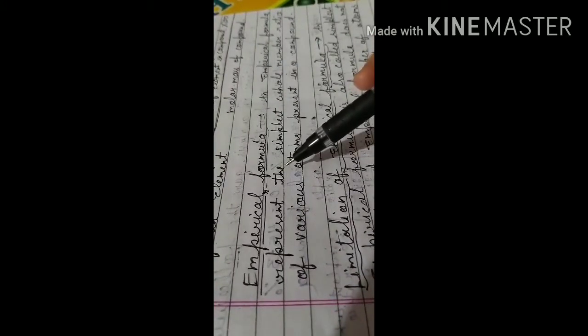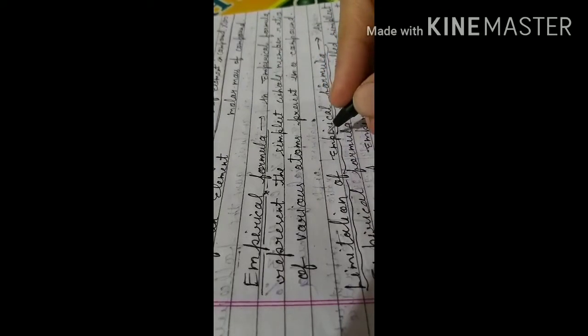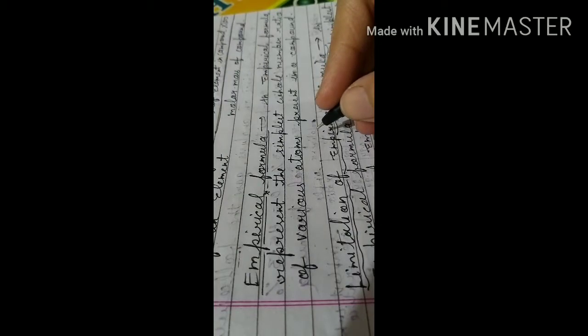Now let's come to the empirical formula. An empirical formula represents the simplest whole number ratio of various atoms present in a compound. Okay, so it only tells which specific elements are present, in a simplest ratio.